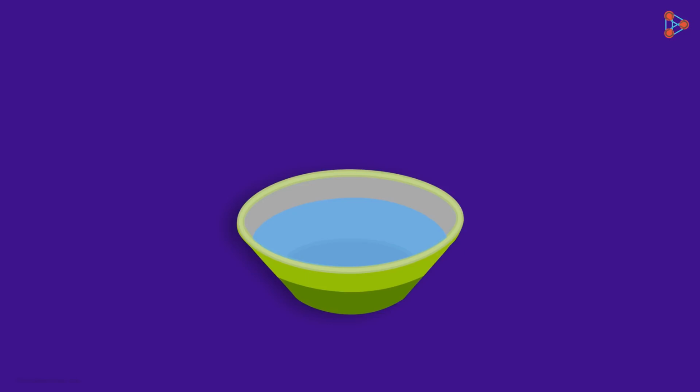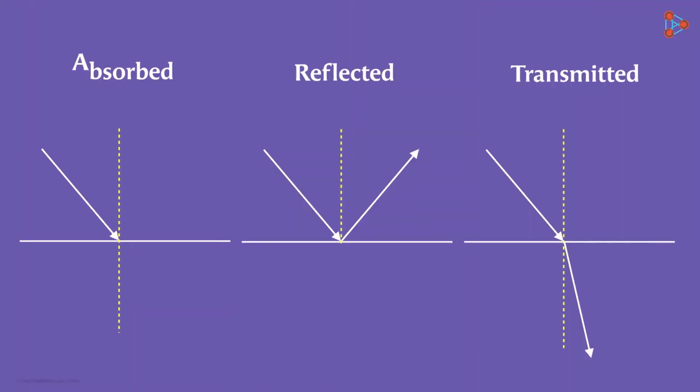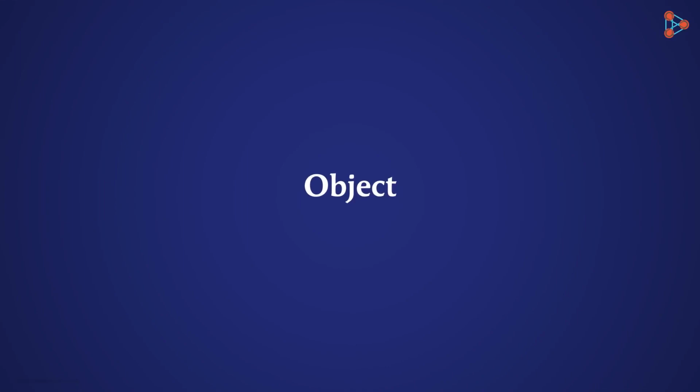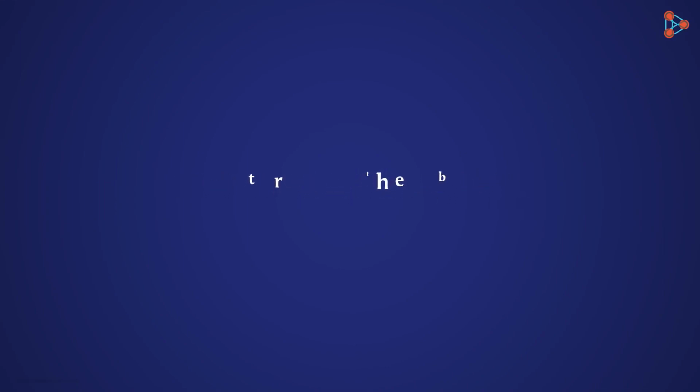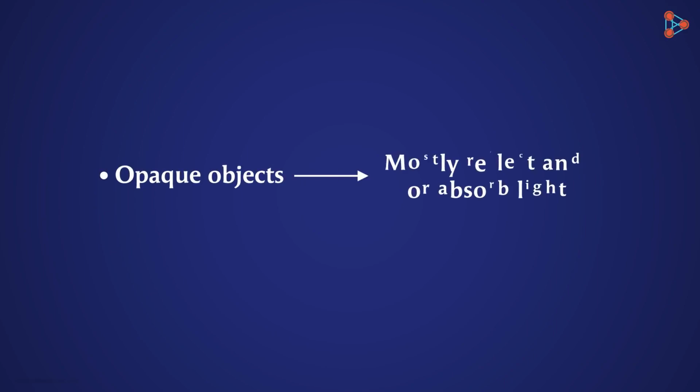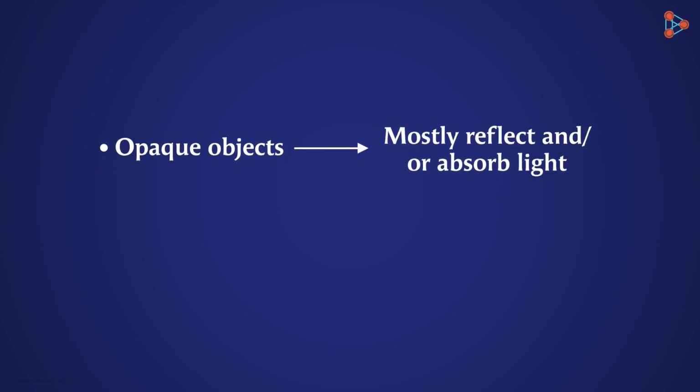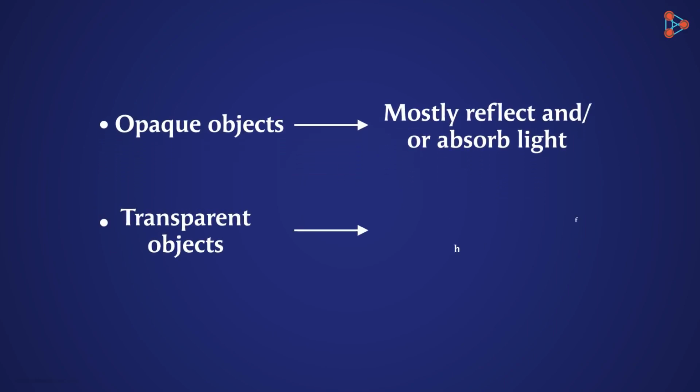But what is it that determines how much light will be absorbed, transmitted and reflected by the surface? There are many things which do that. First is the object itself, or more precisely, the material it's made up of. Opaque objects mostly reflect and/or absorb light, while transparent objects mostly allow the transmission of light through them.